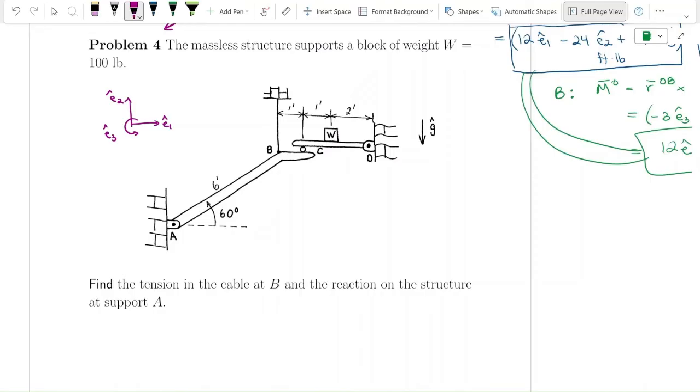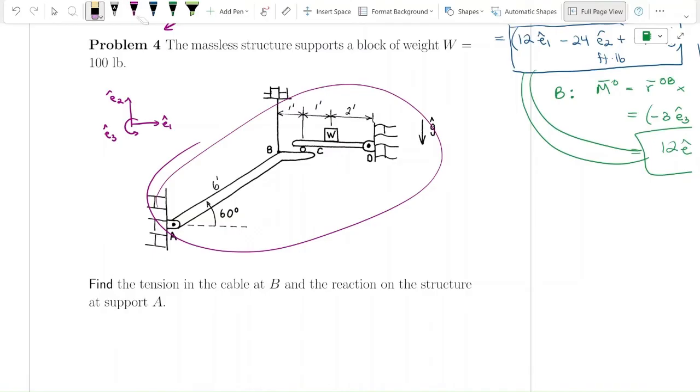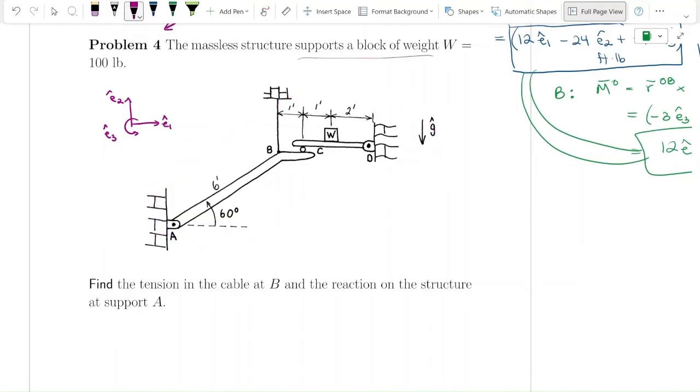We notice that this entire contraption is in static equilibrium. It supports a block, so we know that when we do, for example, F equals ma, this entire thing should not be moving with respect to the fixed ground frame. We also know that the sum of moments should be equal to 0, because no structure here is rotating. Everything is being supported. So we want to find the tension at cable B, some force acting here, and also the reaction on the structure at support A.